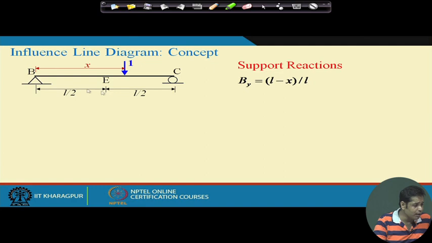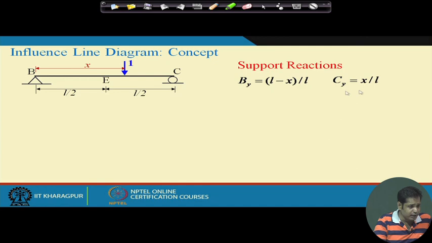Support reactions are By is this and Cy is this. Bx will be 0 here because there is no horizontal force, so it is not explicitly written. So, we know the support reactions at B and C.